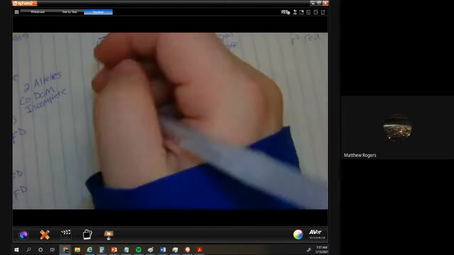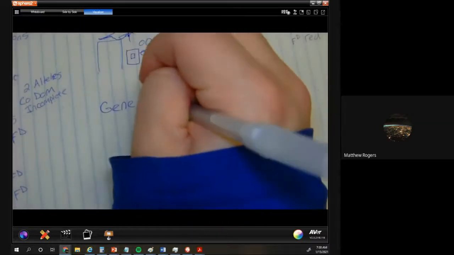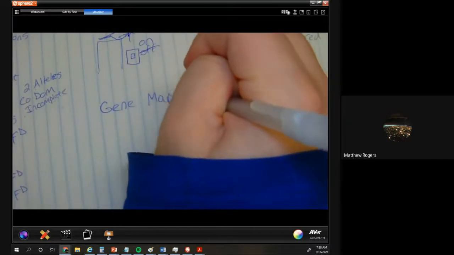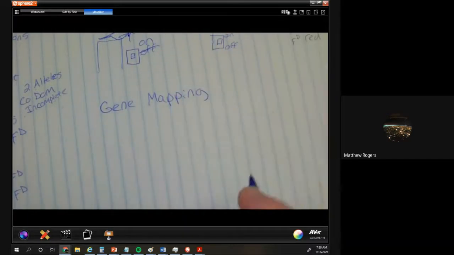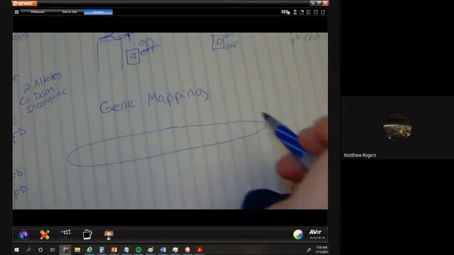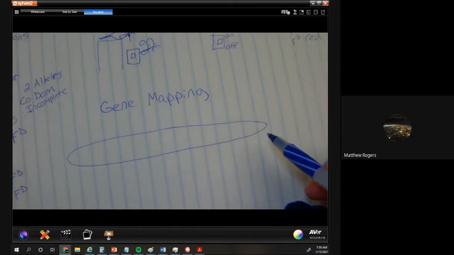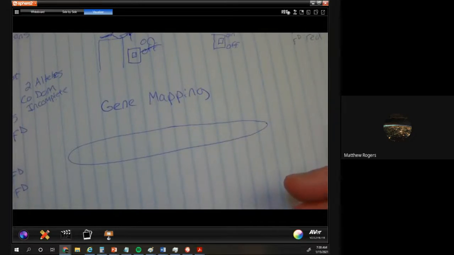All right, one last thing. Gene mapping is completely different. This is not actually a Punnett square. This is just something we kind of have to learn. Gene mapping is talking about where on a chromosome a gene lies. Okay, where on the chromosome the gene lies. And how we do that is we talk about how much separation there is between these different genes.